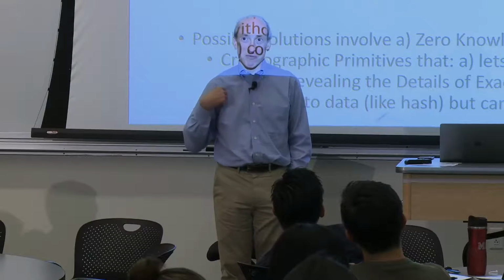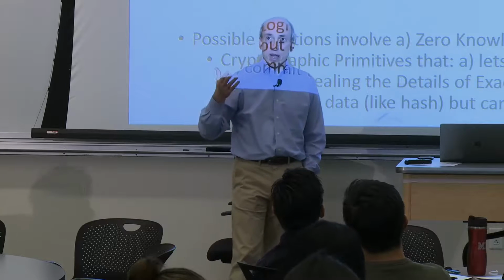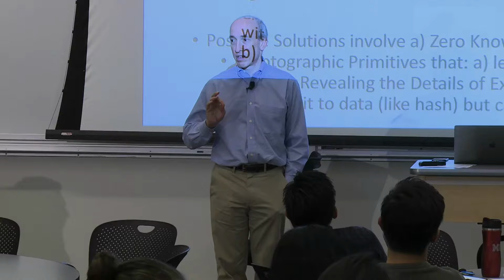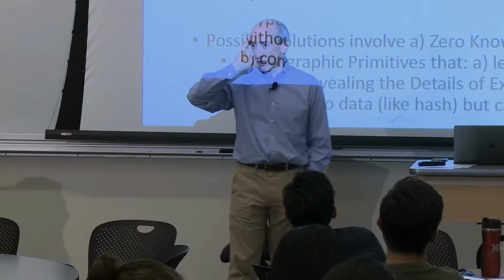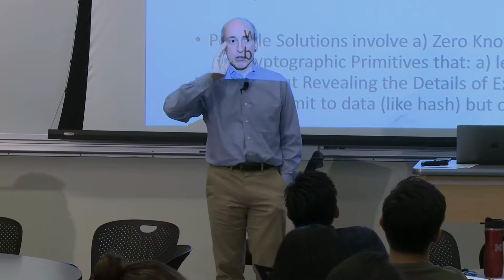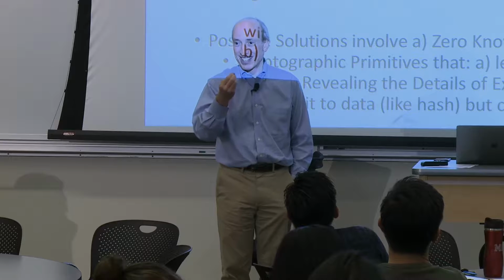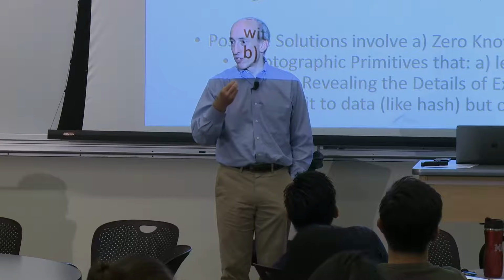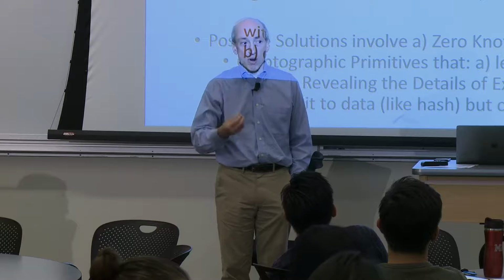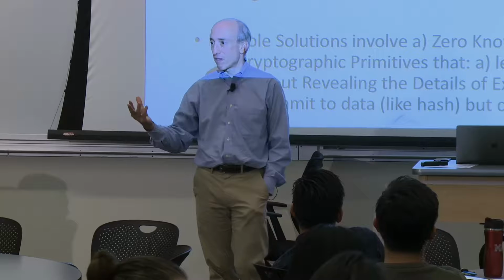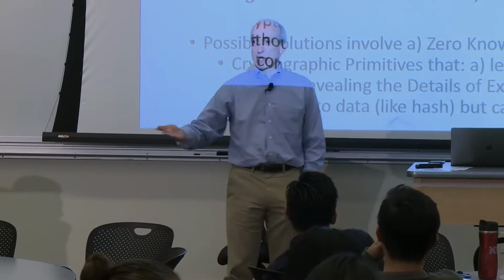And I put up there my words. I got Madars to help me write this one. Zero-knowledge proofs let someone prove a statement is true without revealing the details of exactly why that statement is true. You might say, wait a minute, you can prove something's true. It's sort of like if you walk into a bar and they need to know you're 21 to get a drink. Let's make this tangible. What do you need to prove that you're 21? You need to prove that you were born before September 27th, 1997.